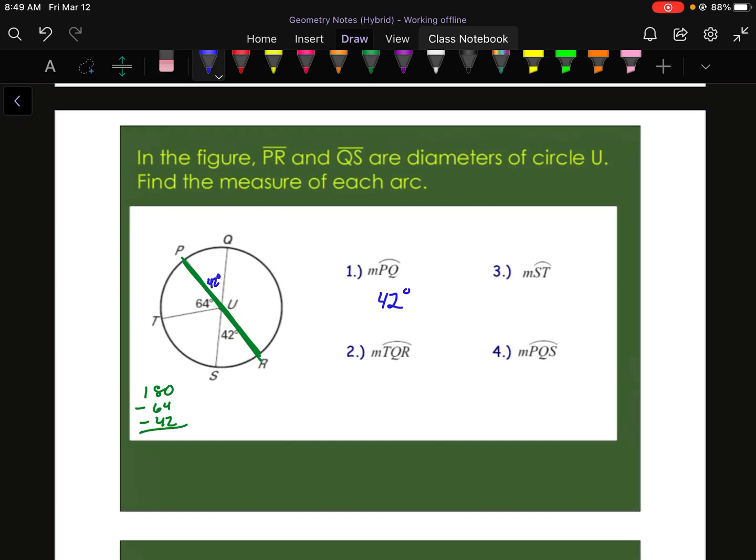There we go. Let's clean this up a little bit. 180 minus 64 minus 42 would be 74 degrees. So that would be ST. And again, I'm going to leave it filled in my circle. It'll make my life a whole lot easier here in just a little bit. I would probably leave my work if I were you as well. I probably should have put it over here by number 3.